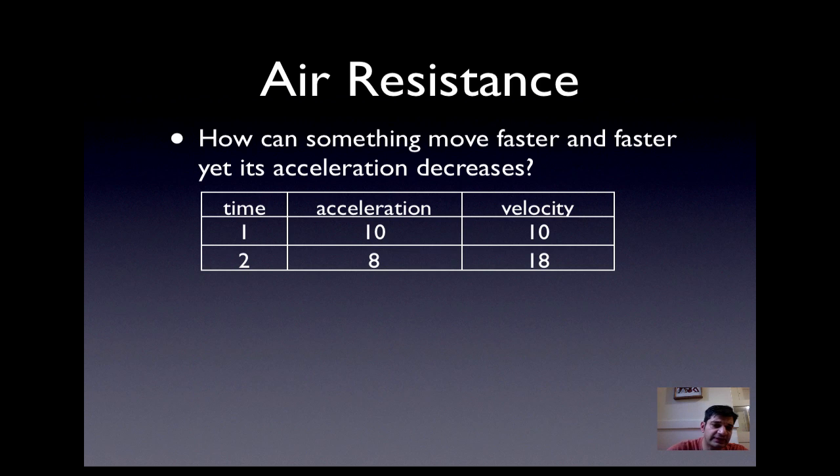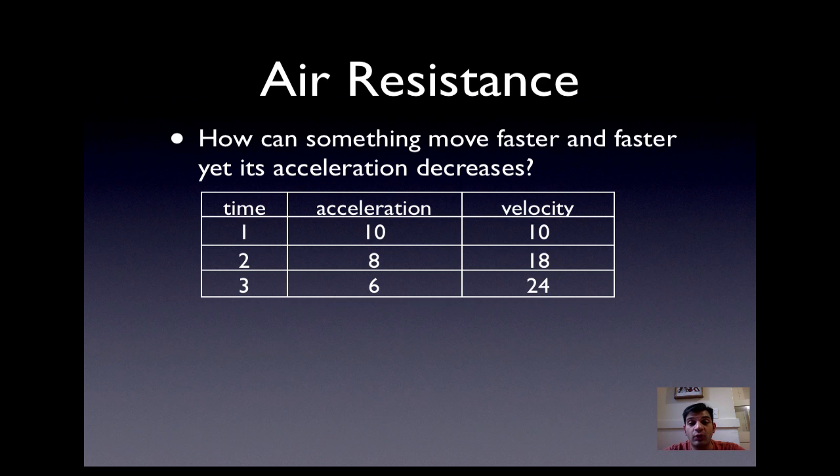So say after 2 seconds, say there's air resistance and acceleration goes down to 8 meters per second squared, and its velocity would go to 18 meters per second. So in the second, it doesn't gain as much speed. It still gains speed. It gains 8 meters per second faster because its acceleration is still positive, but it's less. And then, say after 3 seconds, let's say its acceleration drops to 6 meters per second squared, and its velocity would only go up to 24 meters per second.